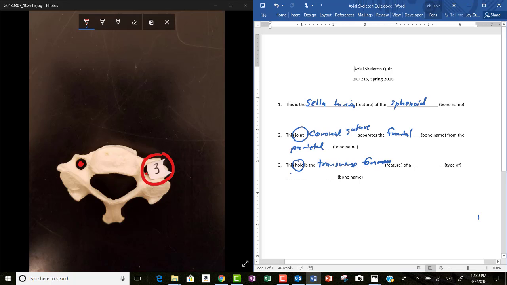I'll know the bone name is a vertebra. And what type is it? Well, it's a cervical vertebra. Cervical vertebrae are the only ones that have transverse foramina, which is the plural of this. So then the correct answer here is going to be cervical. And that's how you'll take the quiz. You'll have probably 25 blanks, 1 point per blank, at maybe 10 to 12 stations. And that's how you will go through it.